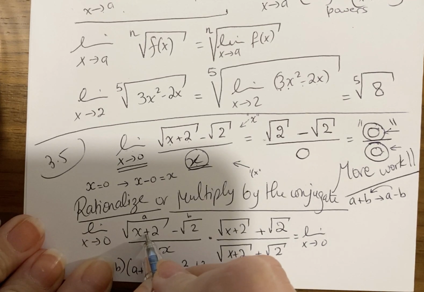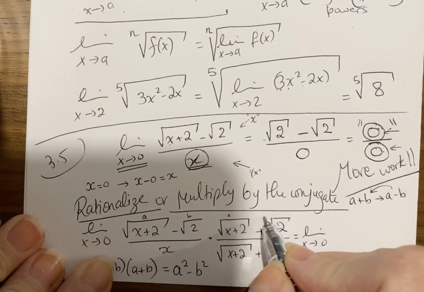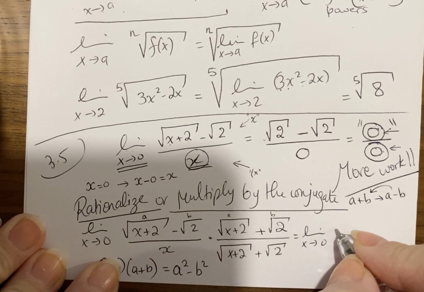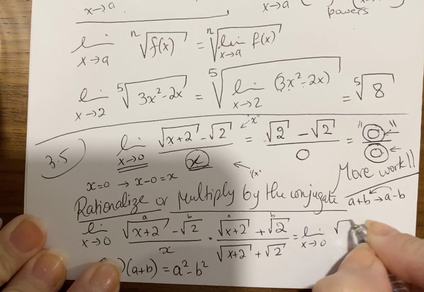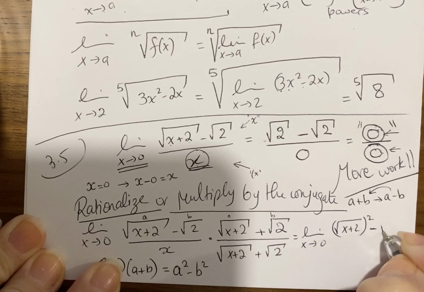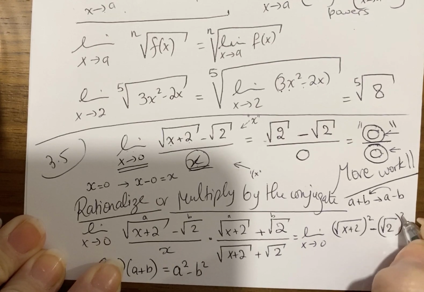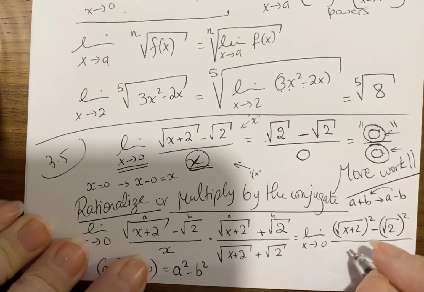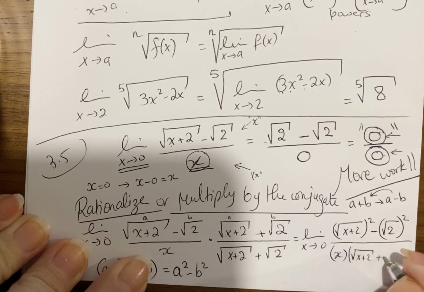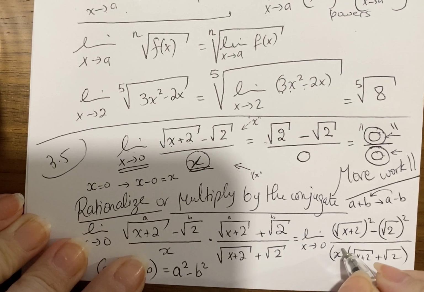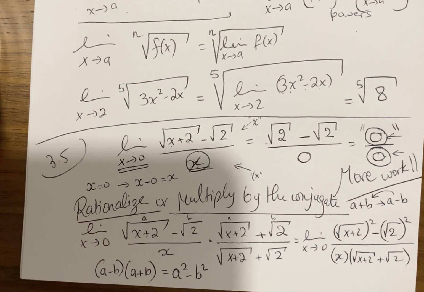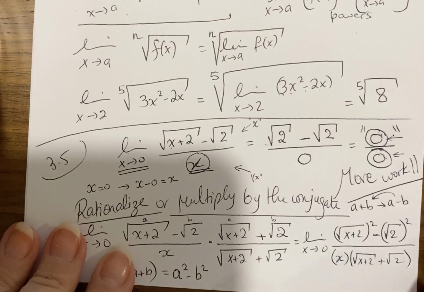So root x plus 2 is a minus b, and here I have a plus b. The result will be a squared, so root x plus 2 squared, minus b squared over the denominator. I will keep the denominator exactly the same because I don't need to mess with it. In the denominator, I need to find a factor of x. I already have it, so why do I need to really change anything? I don't really need that.